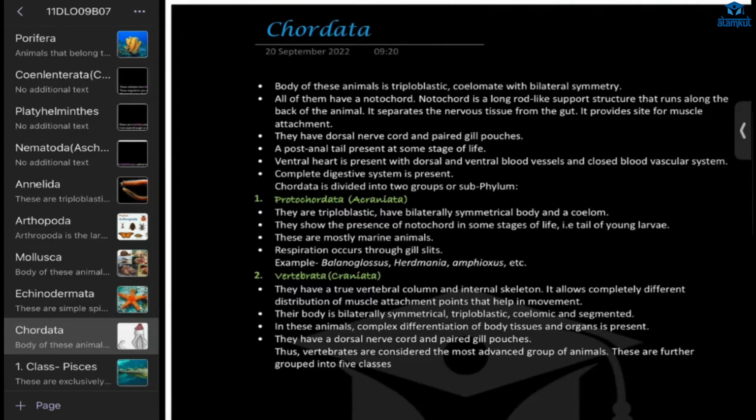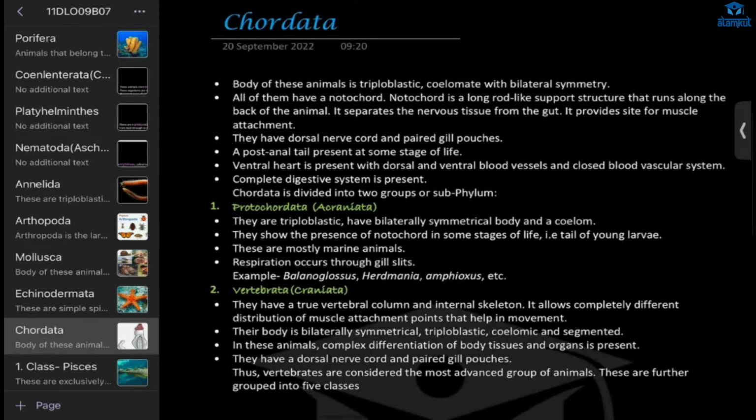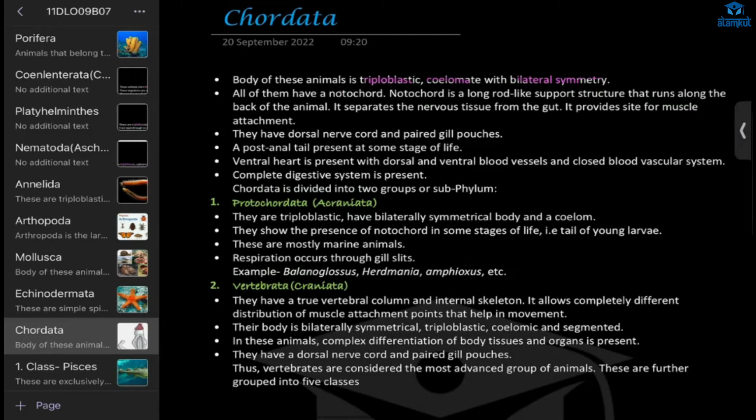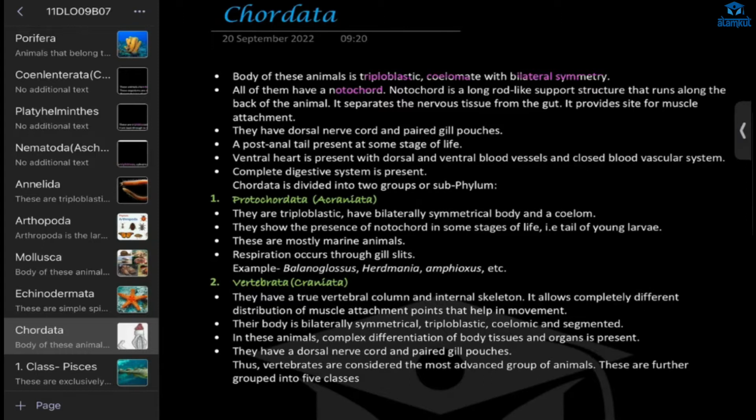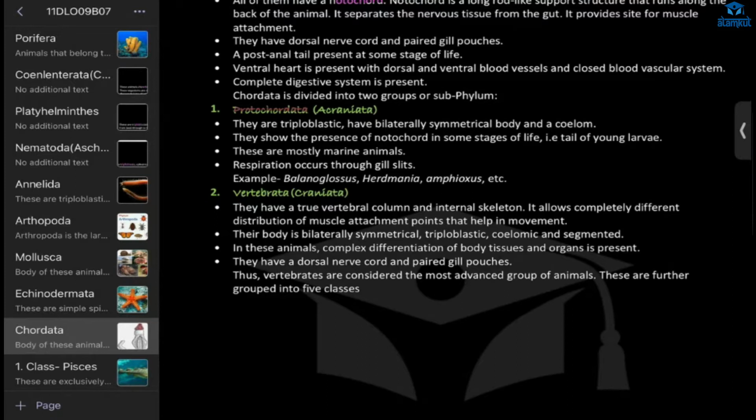Chordata, that means they have notochord. Here, triploblastic coelomate with bilateral symmetry, and notochord is present. What is notochord? This backbone, this support system, okay? And there are two groups, protochordata and vertebrata, okay?